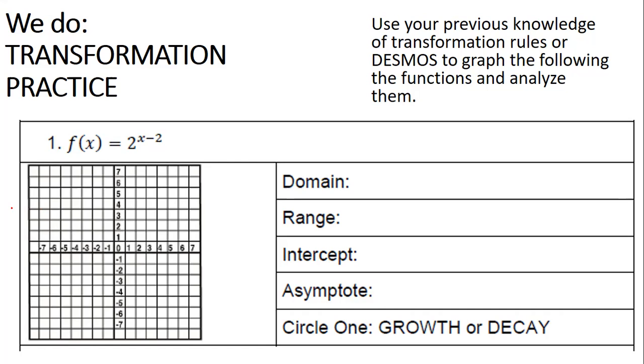In this case, A is cast with a friendly ghost. So when there's nothing visibly being multiplied, remember that there is a 1 there. So A equals 1 here. Since A is 1, there's no stretch, no shrink, and no reflection. Our B is 2. Our B lets us know whether we're going to have a possible growth or decay.